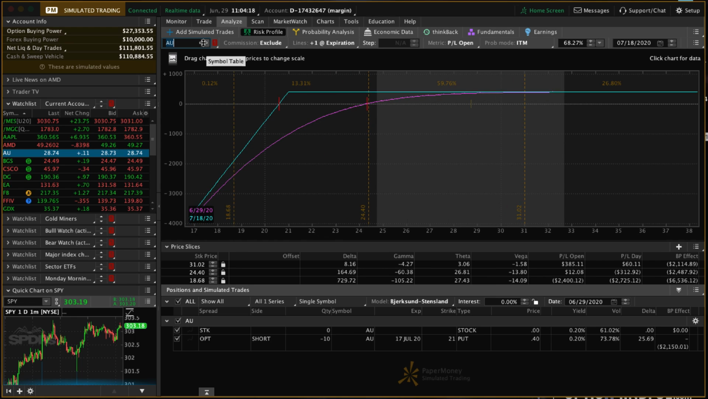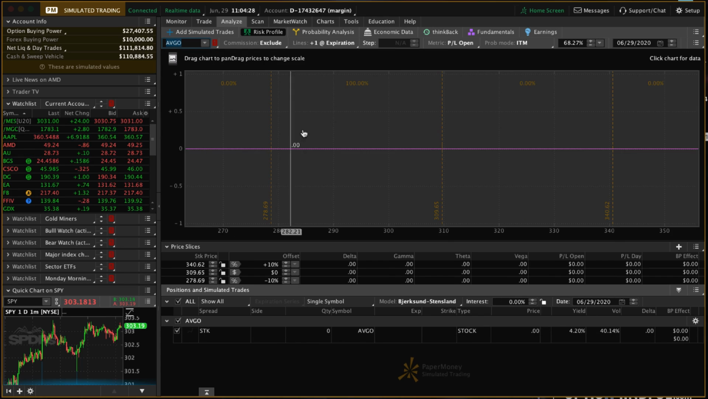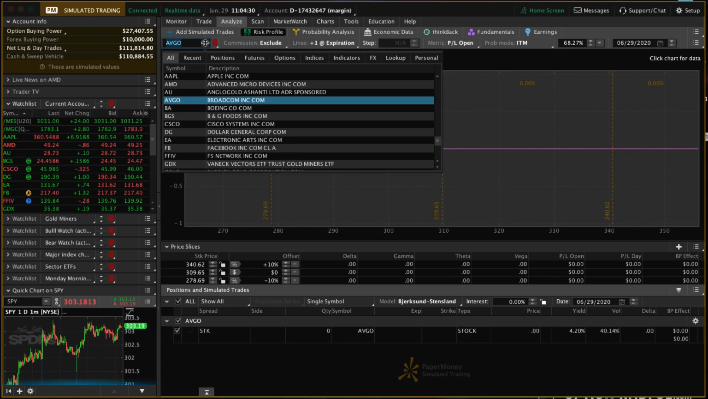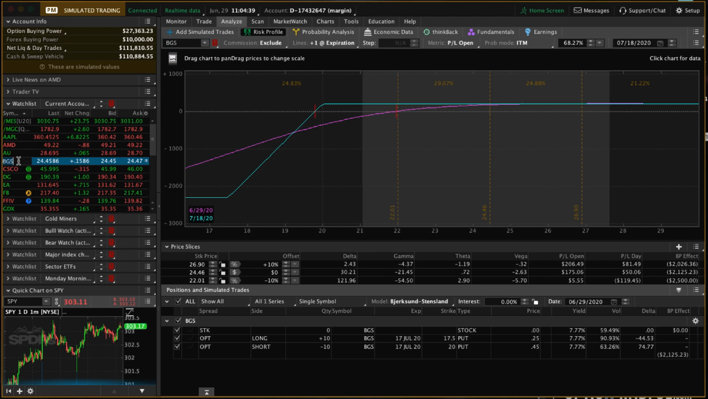AU is a gold mining company, and basically it's at its max win. Another short put. It's not a spread, because I was also okay with holding the shares. Broadcom, I don't have it anymore. I closed that position. There we go, it's Boeing. I also closed it, so I don't have it. BGS is another position winning at max win.